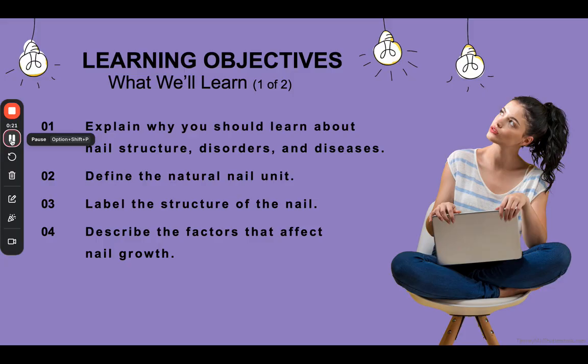Number 2, define the natural nail unit. Number 3, label the structure of the nail. 4, describe the factors that affect nail growth. 5, identify unhealthy conditions of the nail. And 6, outline the scope of practice for your license related to nail structure, disorders, and diseases.